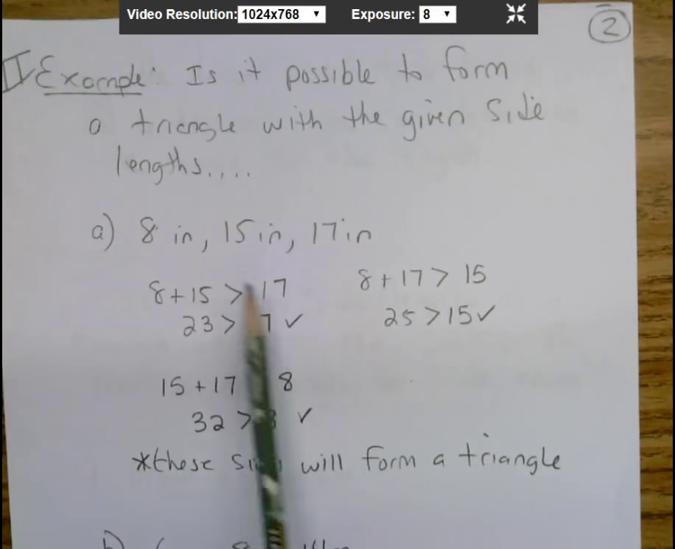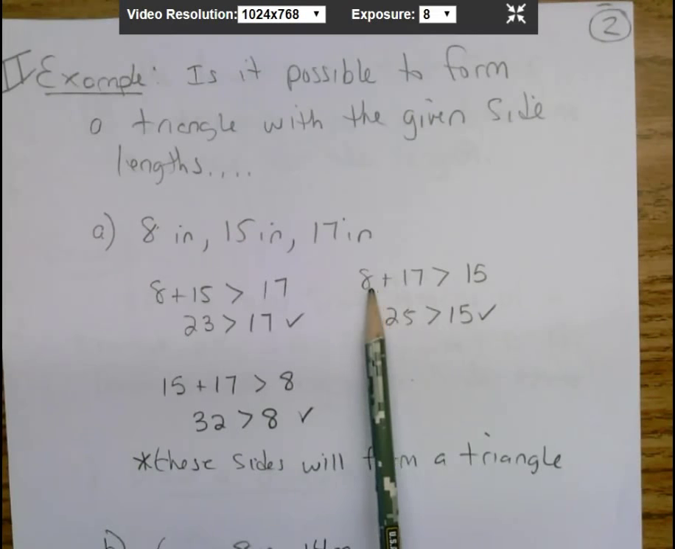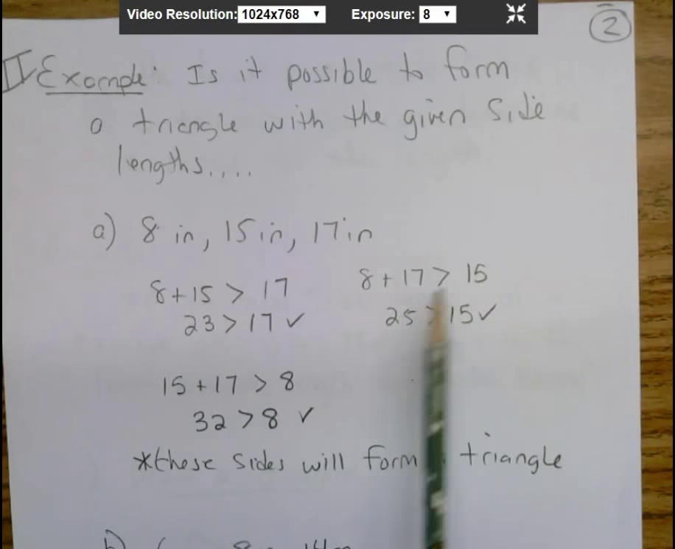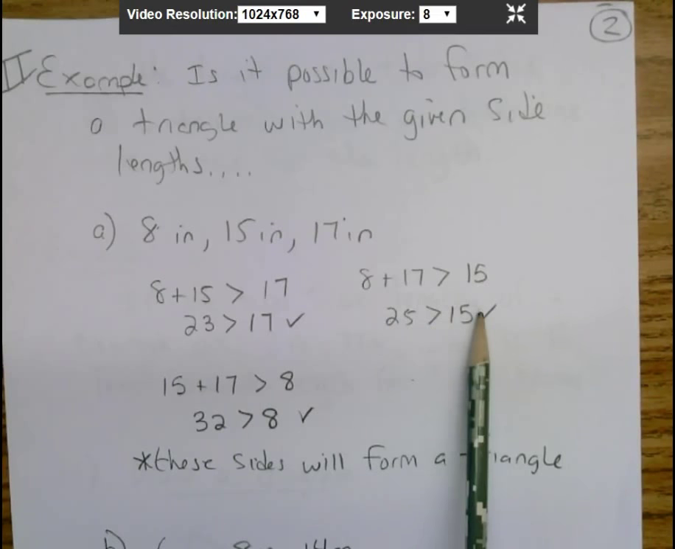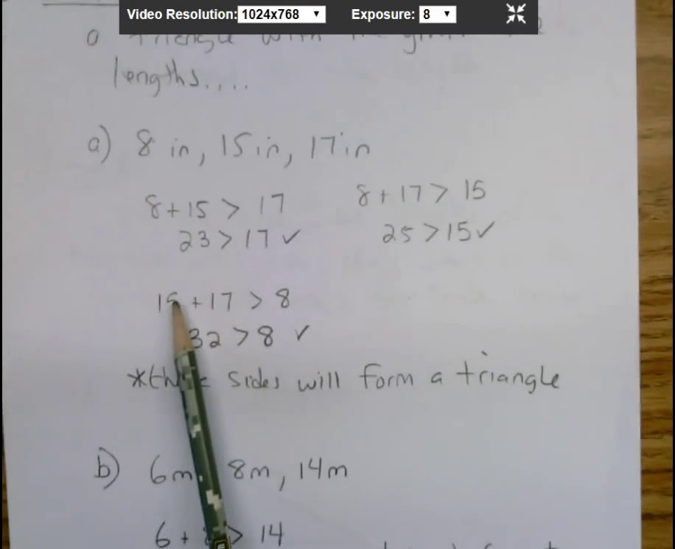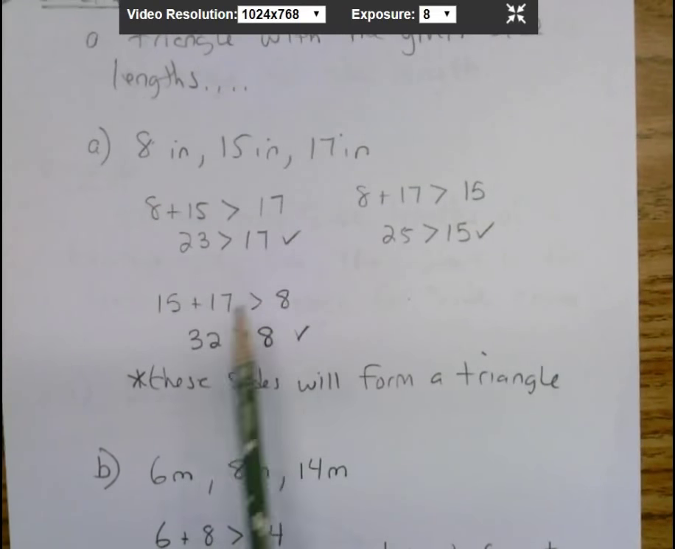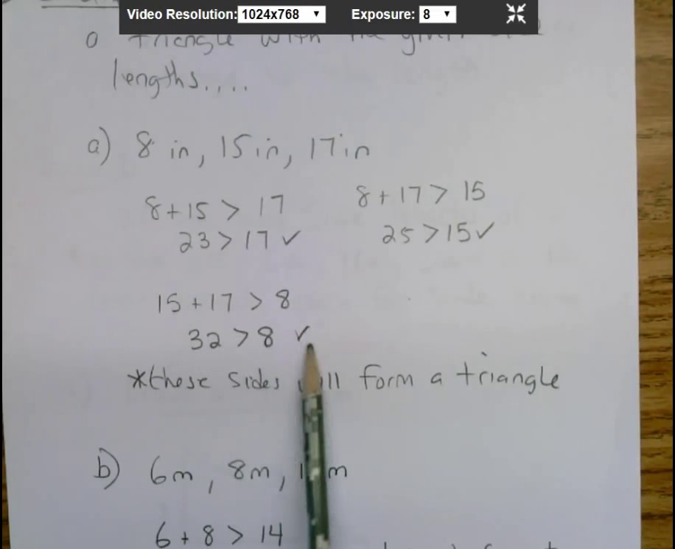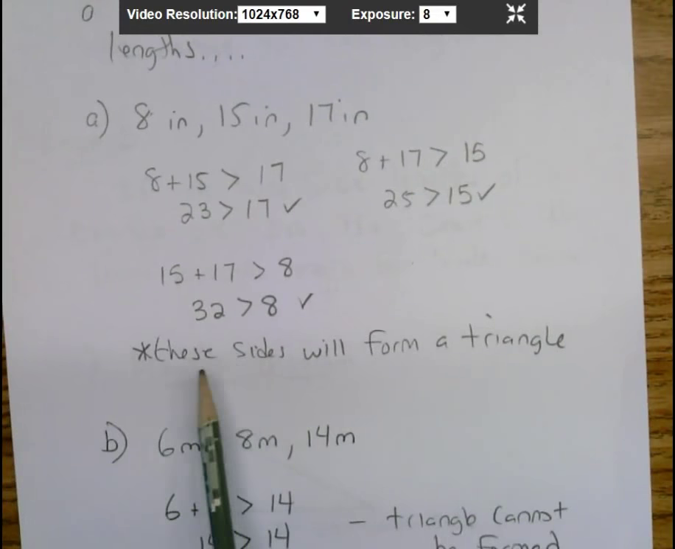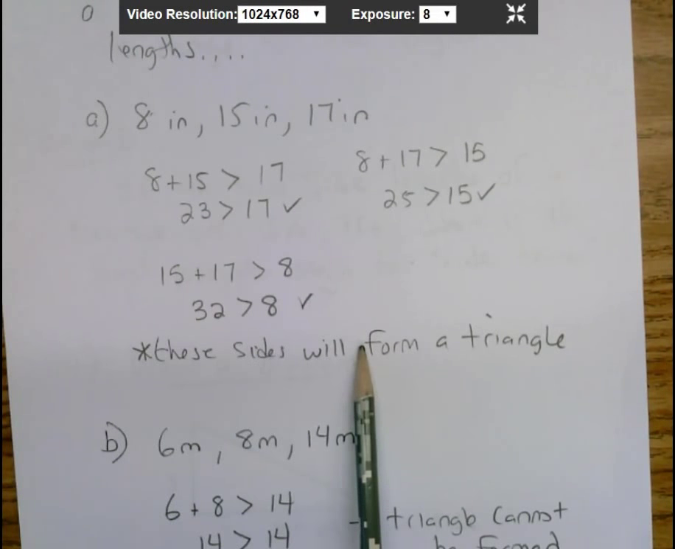Look at another possibility. Instead of 8 and 15, we use 8 and 17. 8 plus 17 is greater than 15. Add them together, 25 is greater than 15. Perfect. Third side, 15 plus 17 is greater than 8. We get 32 is greater than 8. All three work. This tells us that these sides will form a possible triangle.